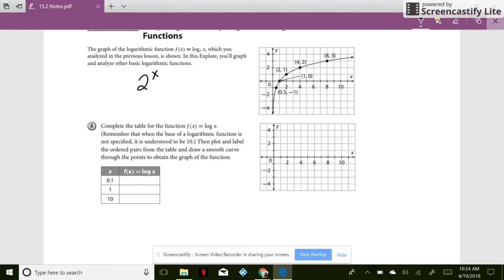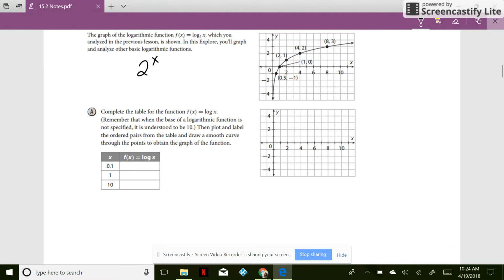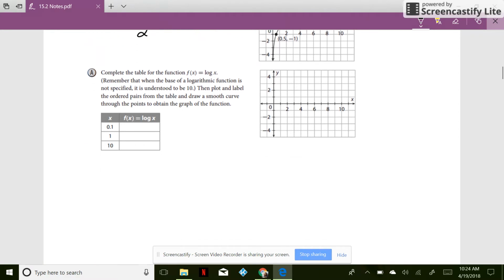So this time we're going to graph f of x is equal to log of x. Remember that when the base of the logarithmic function is not specified, it is understood to be 10. So we're going to plot and label our ordered pairs. Again, we're looking at log base 10 of x, and that's going to be equal to y. Each time we think about these, we're thinking of 10 to what power is our x value. So the x value here is 1 over 10. So 10 to what power is 1 over 10? That would be -1.